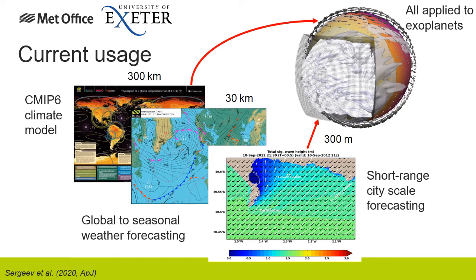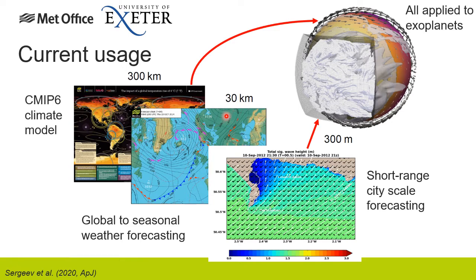So just to run through what we currently use the model for, we'll start at the low resolution, sort of hundreds of kilometre grid scale, the climate simulations, the kind that we're running for CMIP6. We then step down an order of magnitude to tens of kilometre grid length. These are the simulations that we run every day for our global numerical weather forecasts and out to seasonal scale forecasting as well.